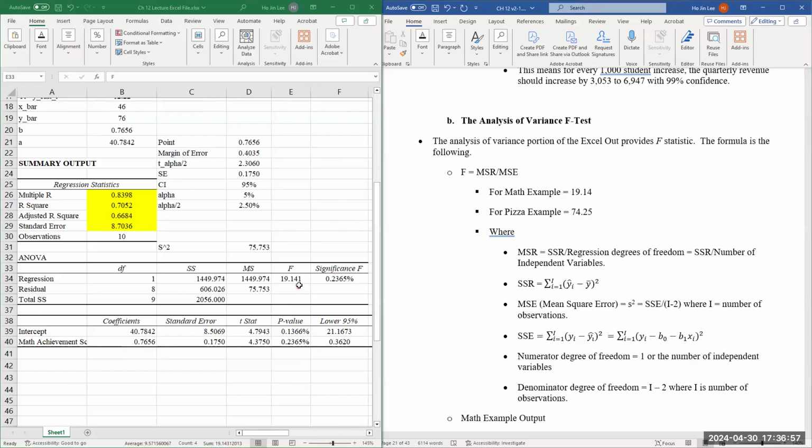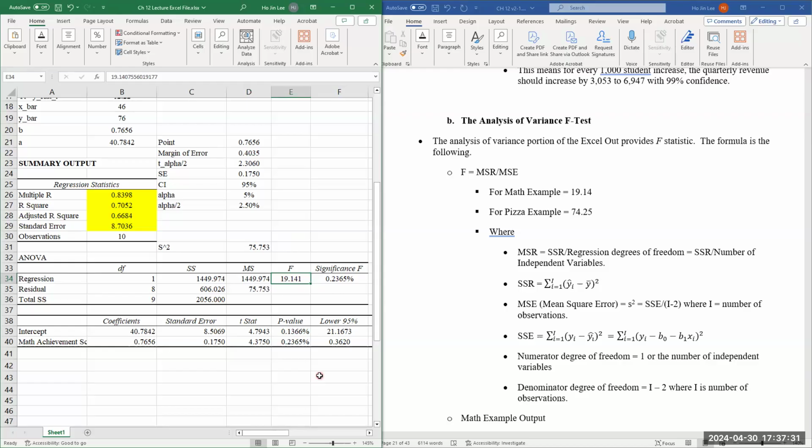The F-test here is F, MSR, the regression mean square, divided by MSE, the error mean square. So let's just calculate this. I'm going to calculate it right here. F is equal to MSR divided by MSE. It should be 19.141. There it is, right there. That's what the F value is, MSR divided by MSE.